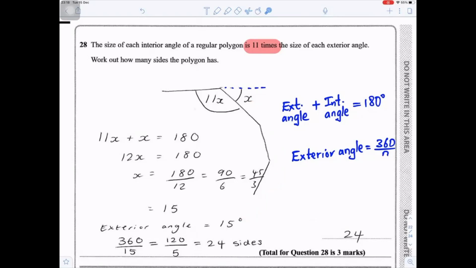Now we use the next formula. Exterior angle equals 360 degrees divided by the number of sides. So the number of sides is 360 degrees divided by the exterior angle. So 360 divided by 15. If you divide by 3, you get 120 over 5. 15 divided by 3 is 5, and 120 divided by 5 gives you 24. So there are 24 sides in the polygon.